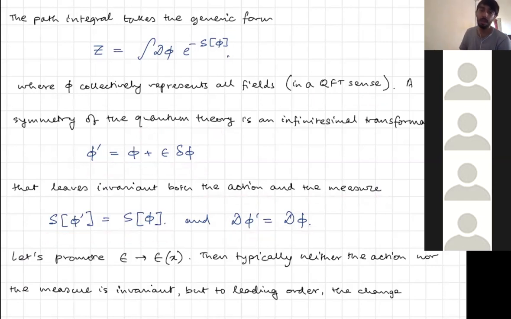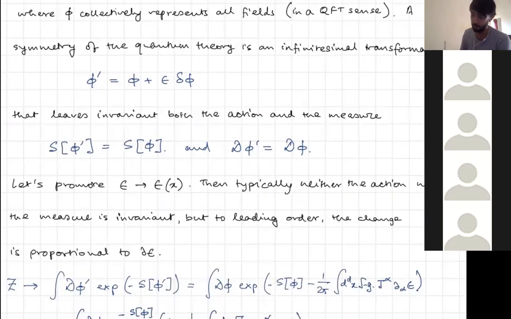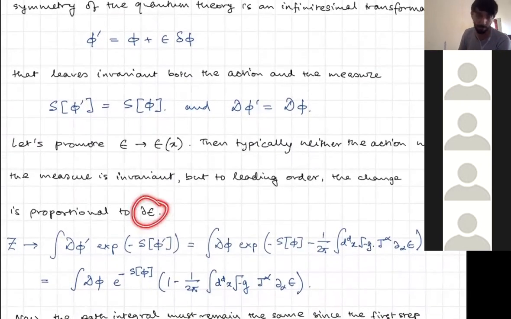So what we are going to do, what we did earlier as well, is promote this epsilon to epsilon of x. Typically, neither the action nor the measure is invariant, but up to leading order, as before, the change is going to be proportional to del epsilon. Okay, so let's do this.